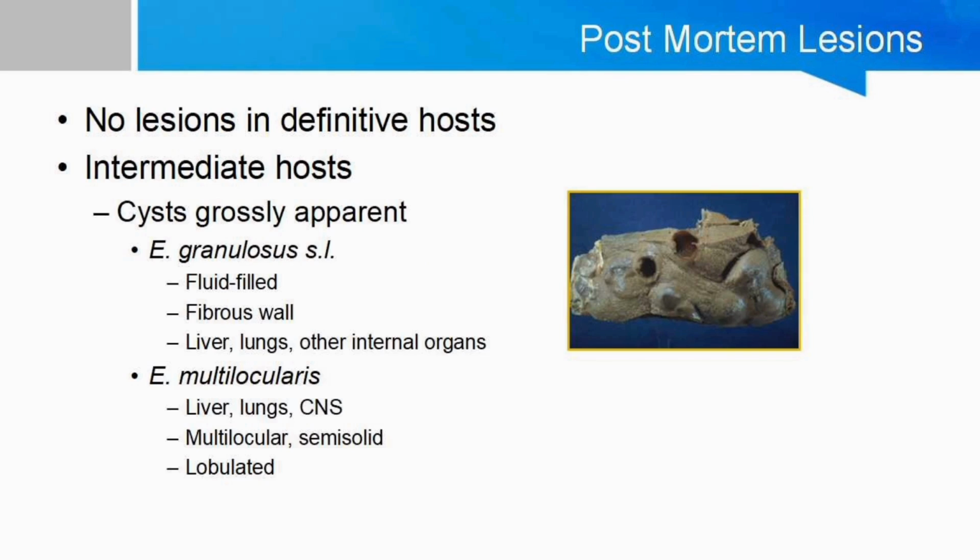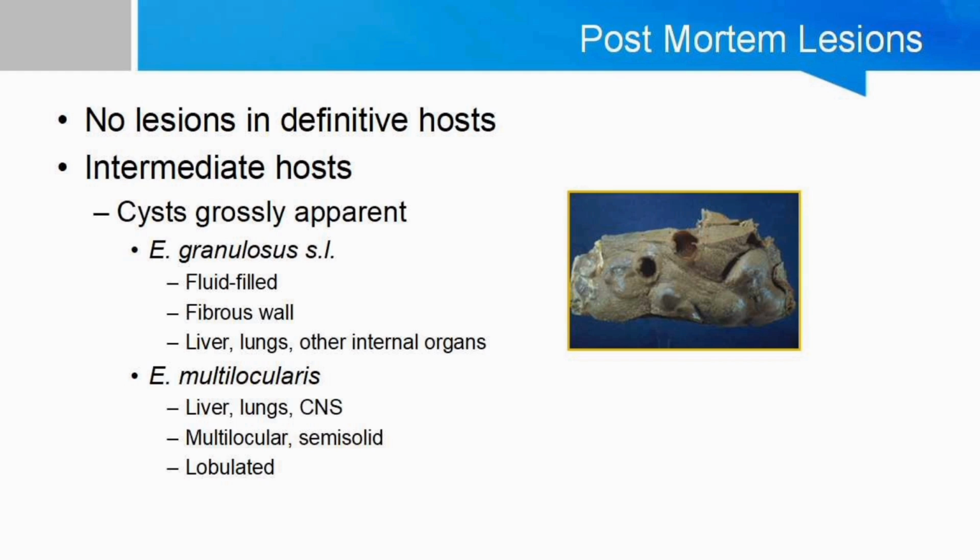There are no lesions in the definitive host. Adult Echinococcus tapeworms are tiny, usually varying from 1.2 millimeters to 7 millimeters in length, and are attached to the small intestine. Most species have five or fewer segments, although some individual specimens may have up to seven. In the intermediate host, the cysts are always grossly apparent in tissues at necropsy.